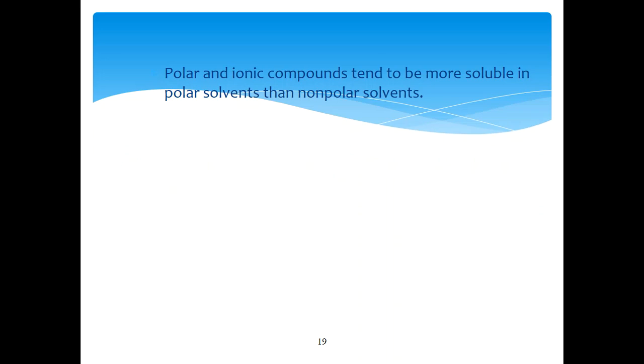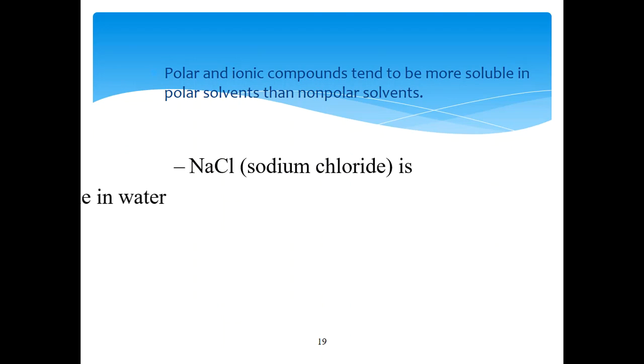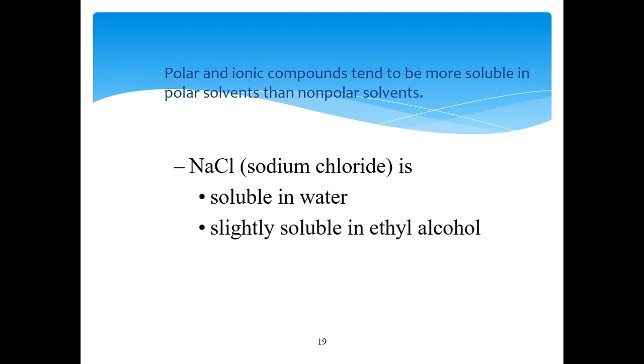So what you'll find is that polar and ionic compounds, as I said before, tend to be more soluble in polar solvents than nonpolar solvents. For example, if you take the compound sodium chloride, which is ionic, and try to dissolve it in water, in ethyl alcohol, and in benzene or ether, what you'll find is that sodium chloride is, of course, very soluble in water, water being very polar. It is slightly soluble in ethyl alcohol because ethyl alcohol is less polar than water. And when it comes to ether and benzene, which are essentially nonpolar, sodium chloride is simply not soluble in those solvents.